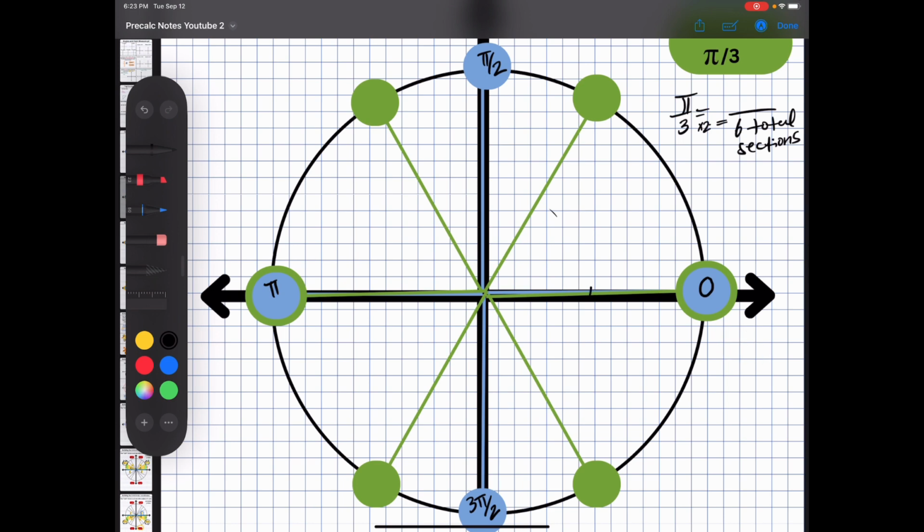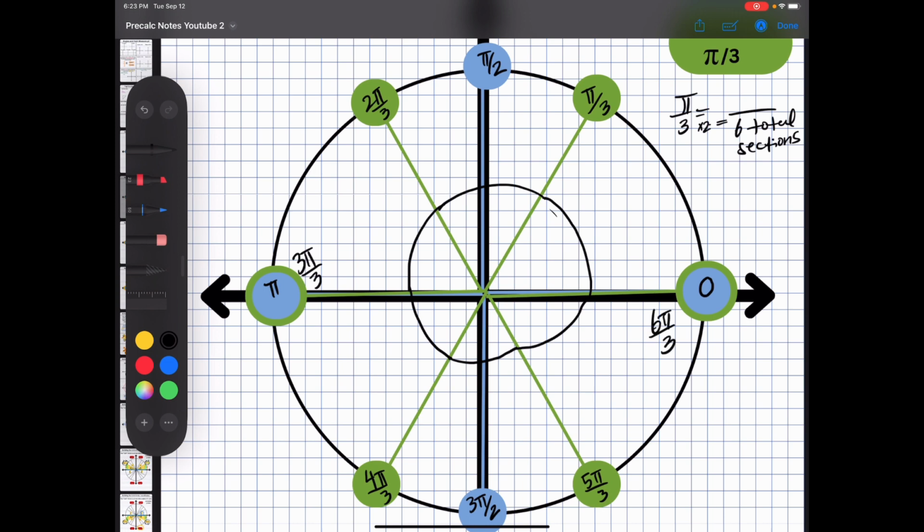Starting at 0, this is 1 pi over 3, 2 pi over 3, this would be 3 pi over 3, 4 pi over 3, 5 pi over 3, and I end at 6 pi over 3.